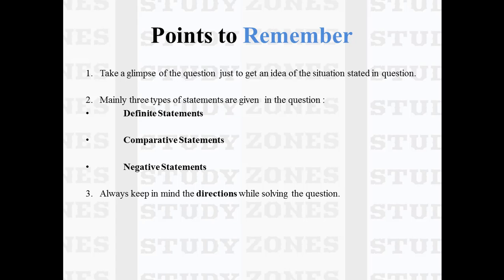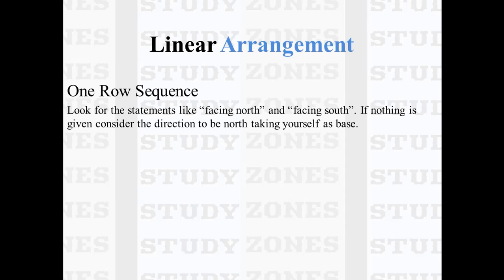And the most important thing is the directions. We have to keep the directions in mind when we are solving the sitting arrangement questions. Now, one row sequence in linear arrangement. In this, we have to arrange a given number of persons in a single row. Direction plays a very important role in this type of questions.